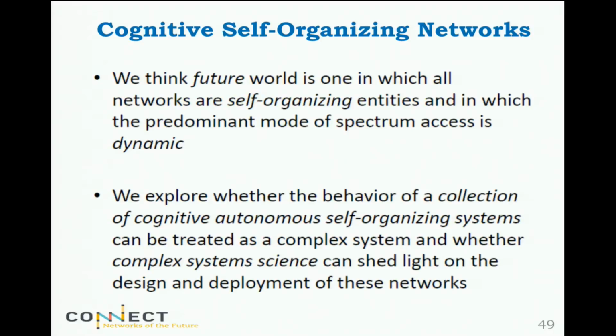Another thing is that, as I said, in the future world all networks will possibly be self-organizing entities. The predominant mode of access to the spectrum is dynamic. That's what it looks like, at least. So what we will explore is whether the behavior of a collection of cognitive autonomous self-organizing systems can be treated as complex, and what it means exactly to call it complex. And whether we can use complex system science to possibly shed some light on how to design and deploy these networks.